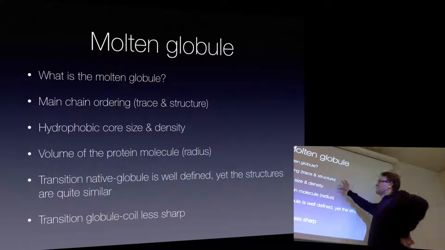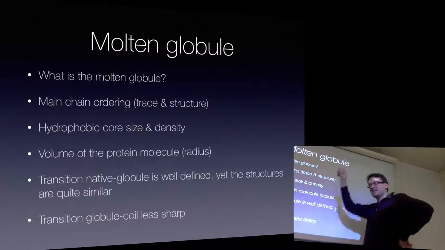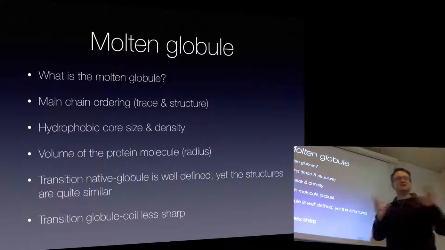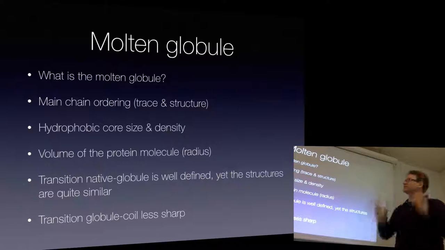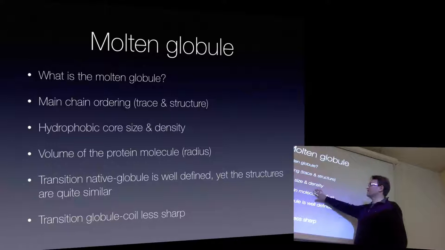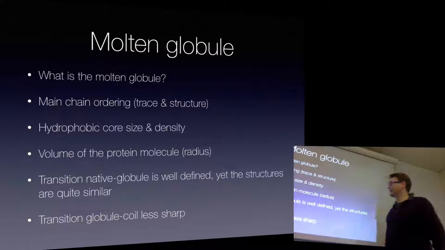It's possible to study this, in particular with NMR. So we can see that the main chain is roughly the same. We don't really have the secondary structure elements. They're a bit looser and everything, but overall the chain is sorted in more or less the same order. We have secondary structure. We definitely have a hydrophobic core. The volume is roughly the same.